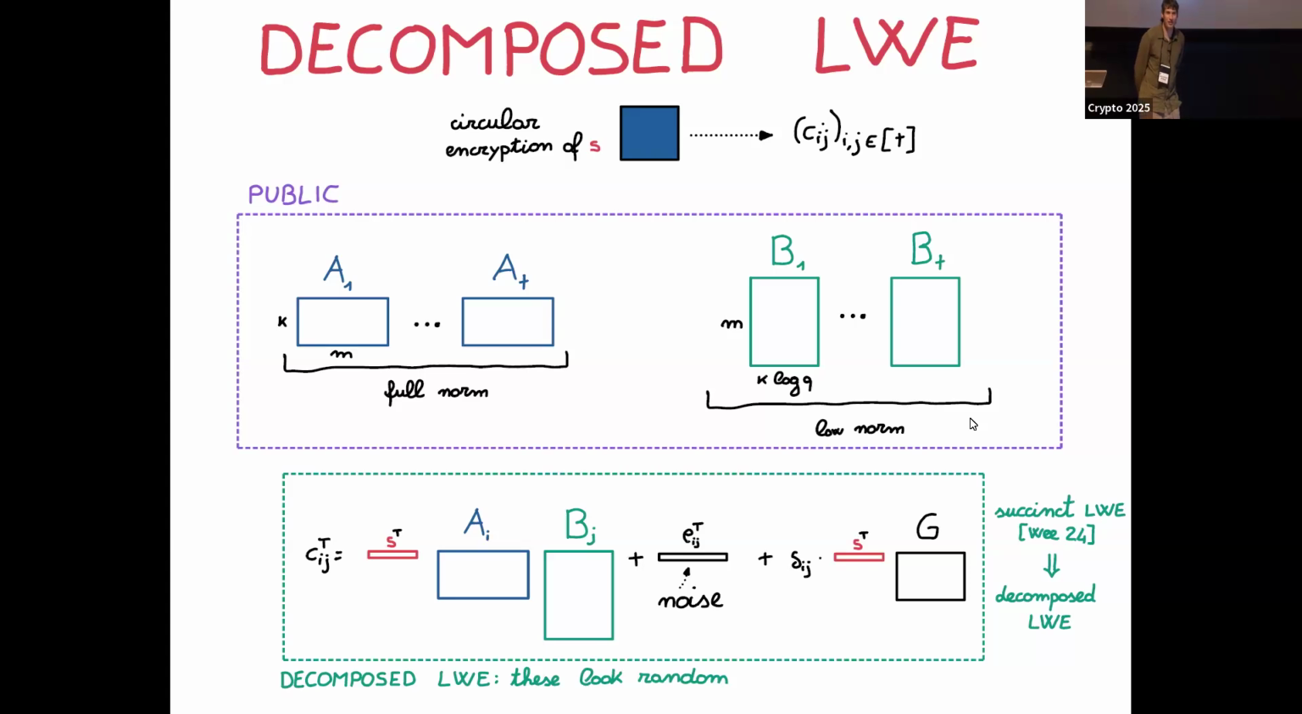SIS is a very standard assumption. You're good with implementing Merkle trees with SIS for sure. Here, the novelty is this circular encryption of S. But if it wasn't for that, we have everything from LWE.